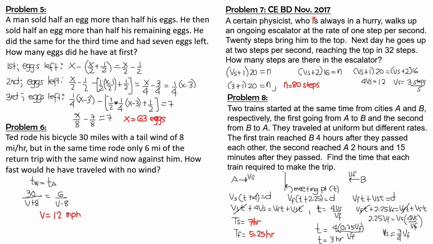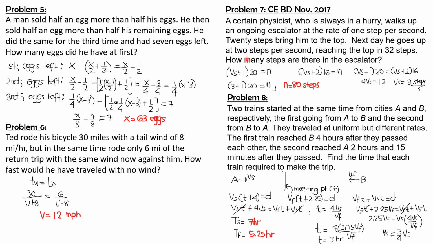Problem 7. This problem came out in the November CE Board, November 2017. So a certain physicist who is always in a hurry walks up an ongoing escalator at the rate of 1 step per second. 20 steps bring him to the top.